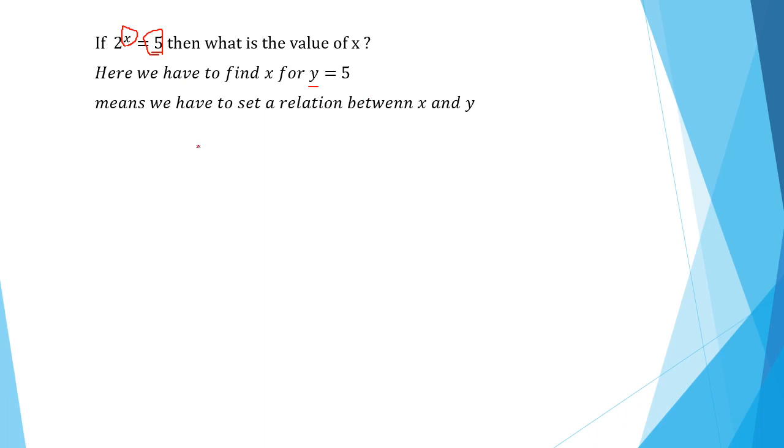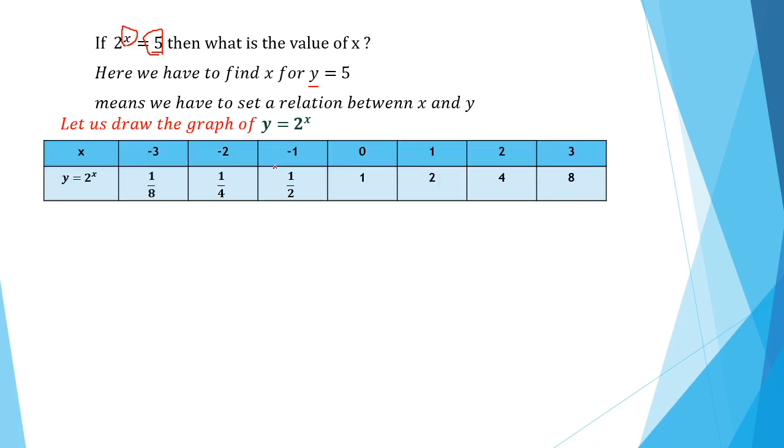So for that we use a graph like this. Let us draw the graph y is equal to 2 power x. Then the graph comes like this. For that graph we have to find out the values. A table should be written here. First we have to take x values. We have to assume the x values and find out the y values. See here, x values we are assuming like this: minus 3, minus 2, minus 1, 0, 1, 2, 3.